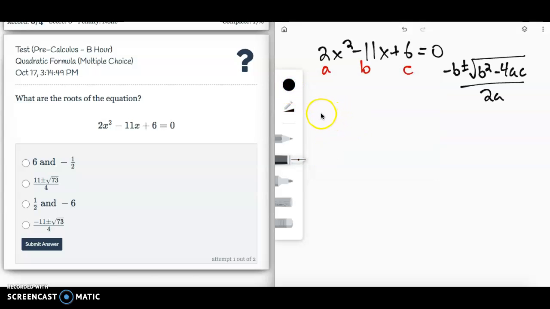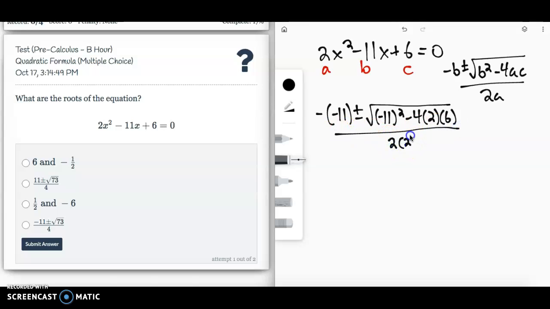So now let's go ahead and plug everything in. Negative b plus or minus square root of b squared minus 4ac all over 2a. Okay, minus a negative 11 gives me a positive 11. I'm going to go ahead and stick this whole set of numbers into my calculator. So when I do, I'll get plus or minus the square root of parentheses negative 11 end parentheses squared minus 4 times 2 times 6. Now I get 73 all over 4.